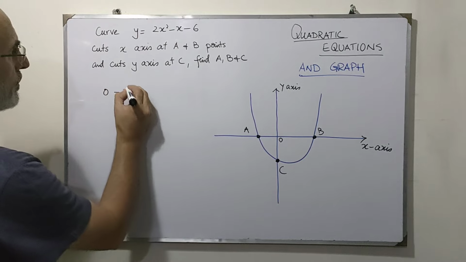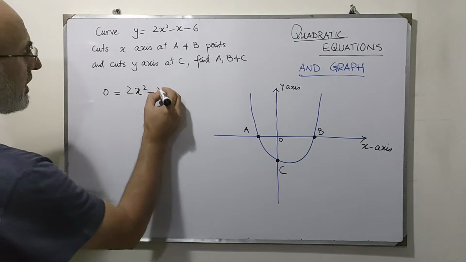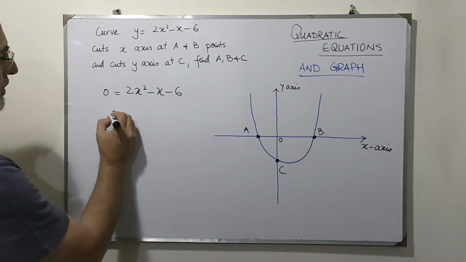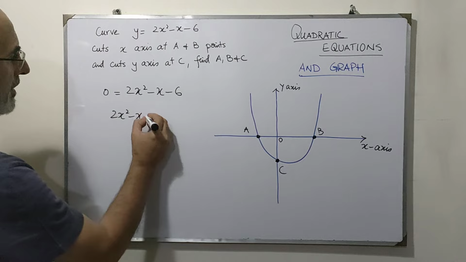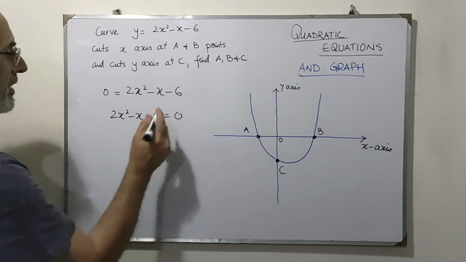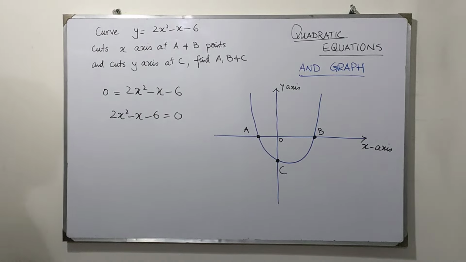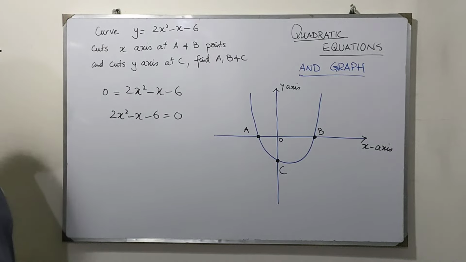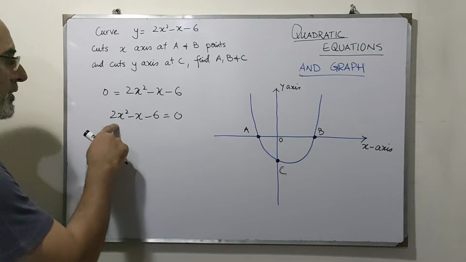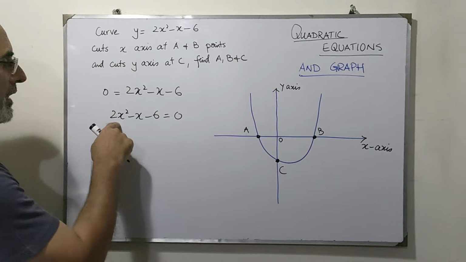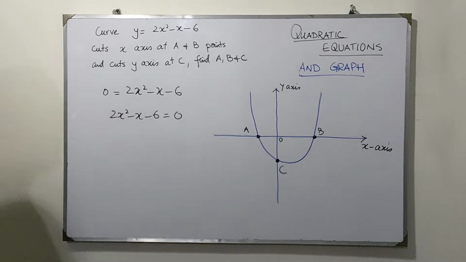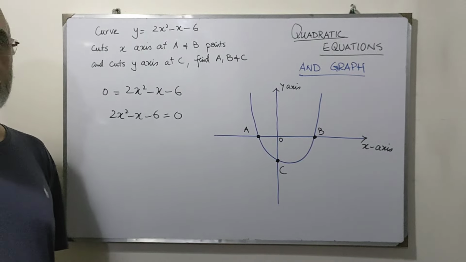0 is equal to 2x squared minus x minus 6. Okay? Or we can write it like this: 2x squared minus x minus 6 is equal to 0. So we are more familiar if we write it like this. Okay, so let's find the values for the variable. So here 2 into minus 6 is minus 12. By multiplying we need minus 12, and by adding we need minus 1.